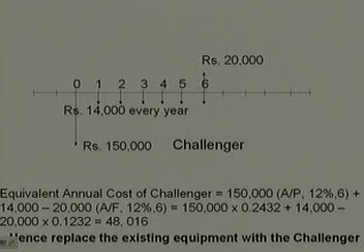So, if you calculate using these values, you will get a value of 48,016 rupees as the annual cost, whereas in case of Defender you were getting about 51,000. So, which one is better to go for? You find that it is better to switch to the Challenger, because in that case the annual cost would be substantially less. So, this is how we perform replacement analysis.